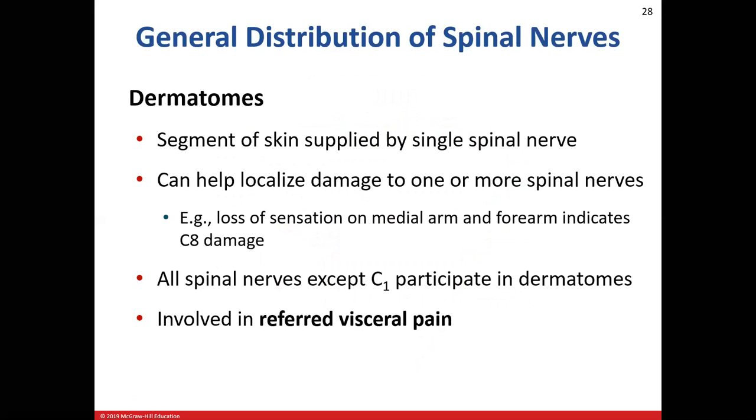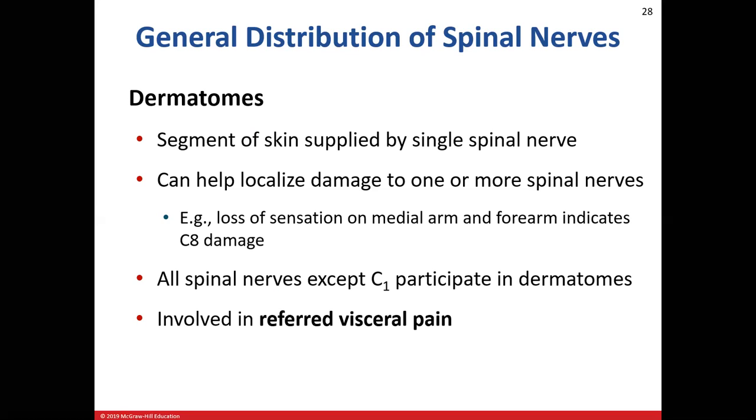So our spinal nerve is one of the things we've talked a little bit about, some of the motor portion of it. But when we talk about the sensory part of it, we also have to look at how those spinal nerves affect the dermatomes. Now, dermatomes are segments of skin that are supplied by a single spinal nerve. What this does is it helps to localize damage to one or more spinal nerves, basically helping us to identify what part of the spine or what spinal nerve has been injured in the case of starting to lose sensation. So if we look at the loss of sensation on the medial arm and the forearm, that can help us to identify C8 damage, or C8 spinal nerve damage.